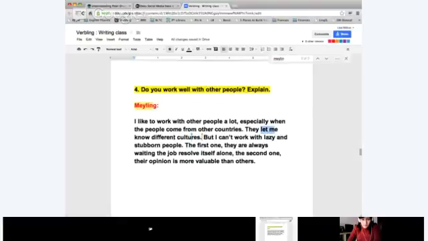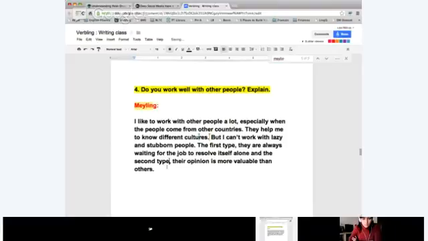I like to work with other people a lot, especially when the people come from other countries. I would say they help me to know different cultures, but I can't work with lazy and stubborn people. The first type, they are always waiting for the job to resolve itself alone. And the second type, their opinion is more valuable than others.